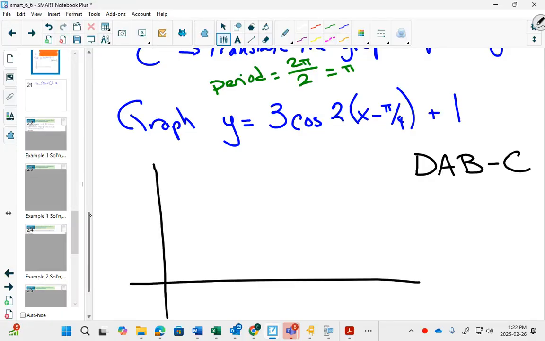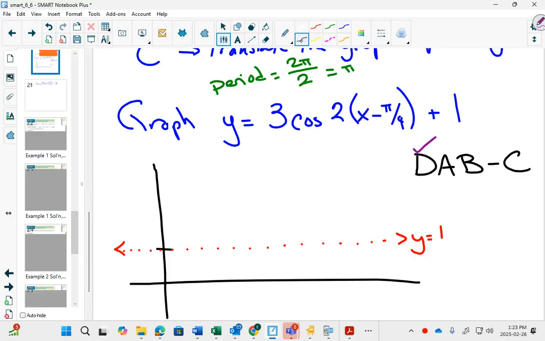So what does that mean? Is that at 1? I'm going to take out a red pen, draw a dotted line at y equals 1. That's all you have to do for the D part. Draw your center line.